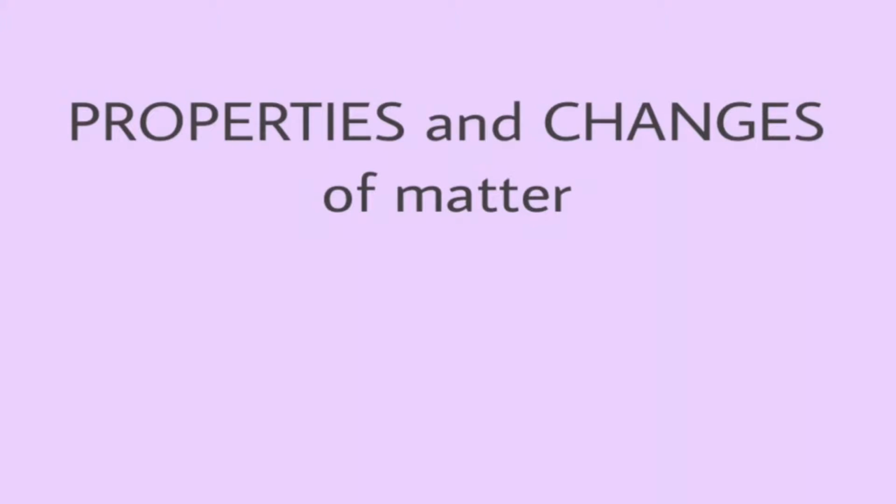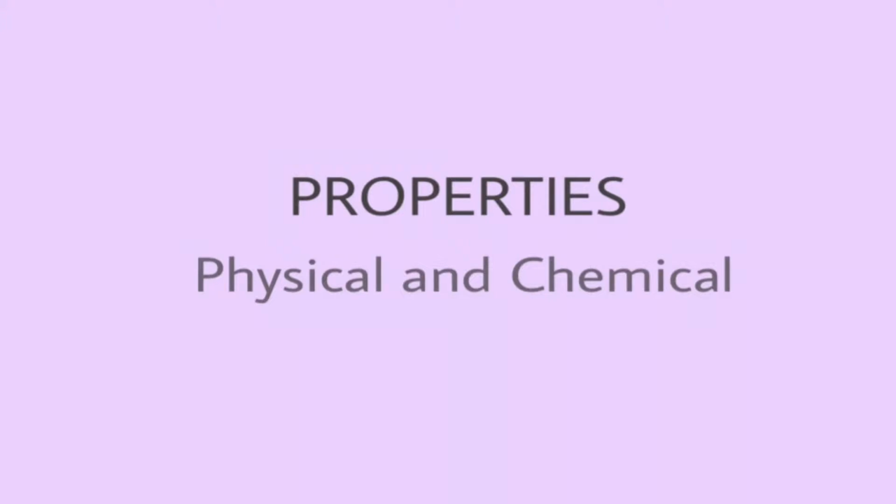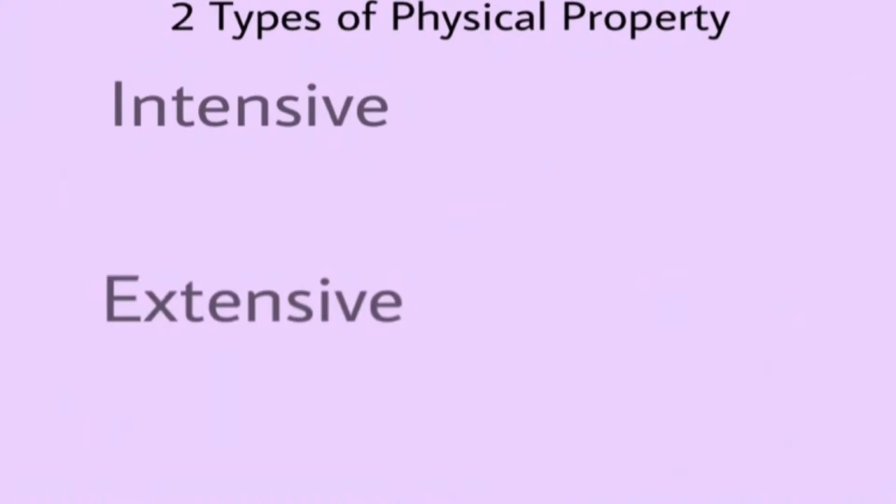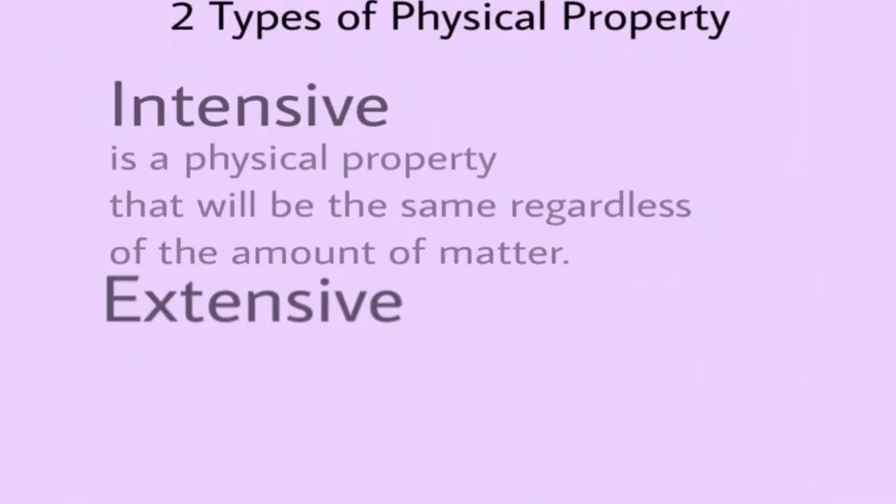Properties and changes of matter. Properties have two types, physical and chemical. Physical properties are properties that a sample of matter displays without changing its composition, like malleability, ductility, and brittleness. Physical properties have two types, intensive and extensive.